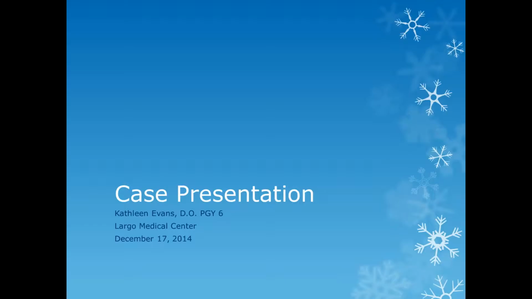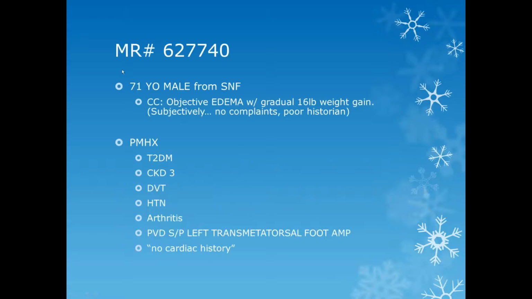Hi, I'm Kathleen Evans. I'm a third-year fellow over at Largo Medical Center. And over at Largo, we had this case come up. This is a 71-year-old African-American male. He came in from a skilled nursing facility, and the staff reported that he had a 16-pound weight gain and anasarca, basically. But if you ask him, he had no complaints, and he was a fairly poor historian.